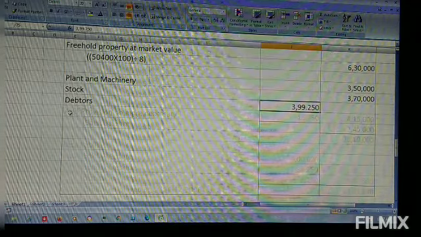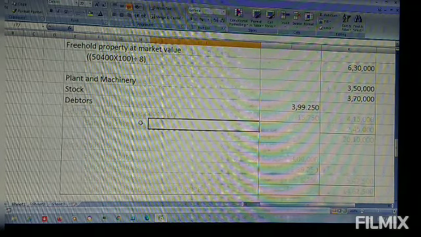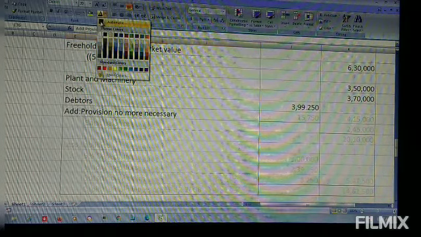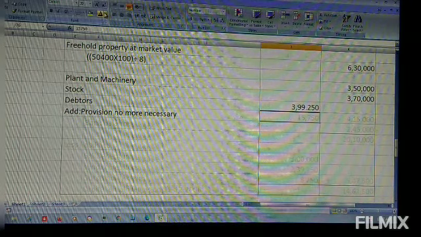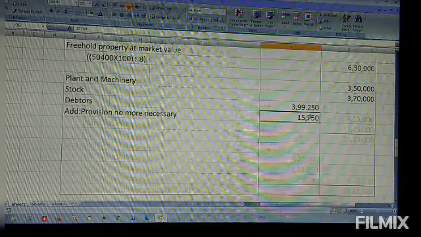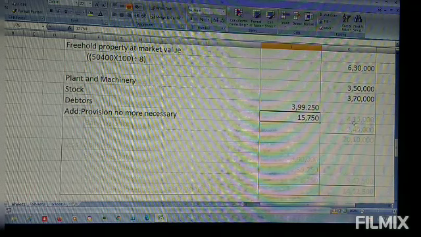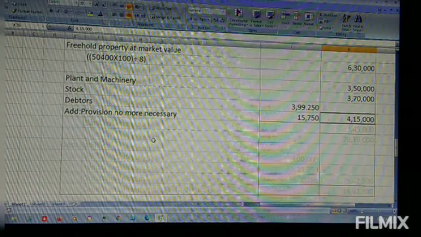So you increase the profit by 15,750. Add provision no more necessary; it is given in the problem. What is the provision? 15,750. If we add both of these, how much will you get? 3,99,250 plus 15,750 means 4 lakh plus 15,000, so 4,15,000 is the total in the outer column.